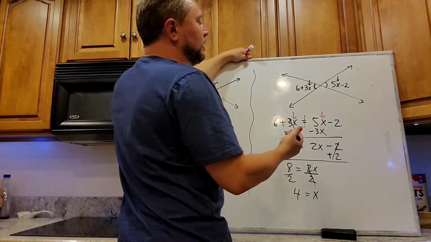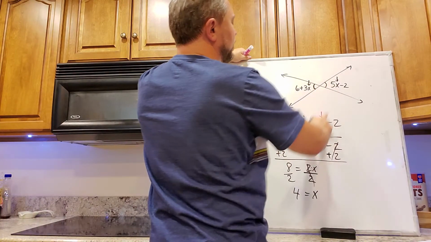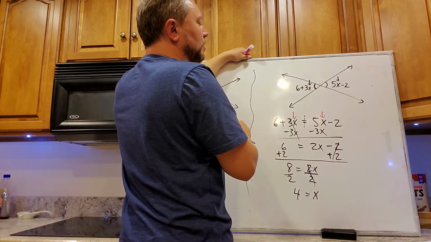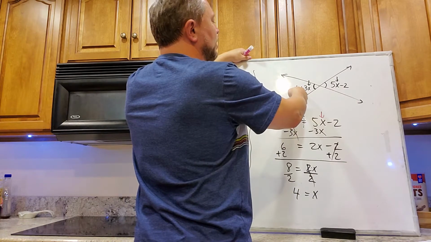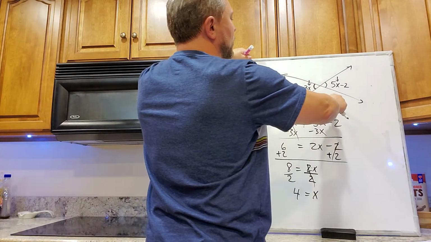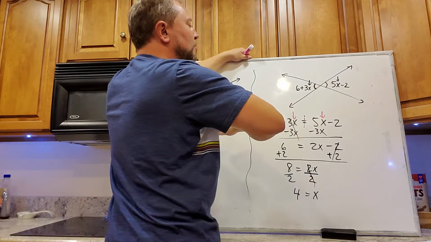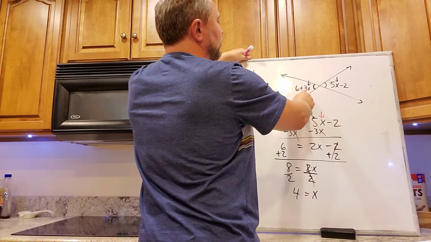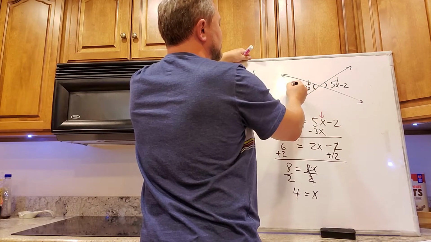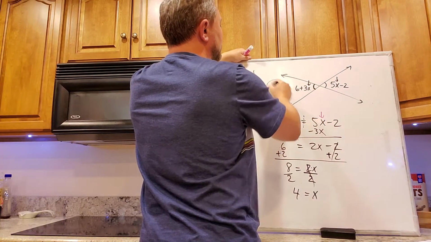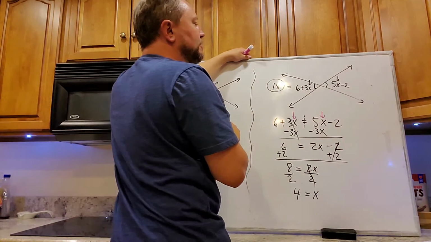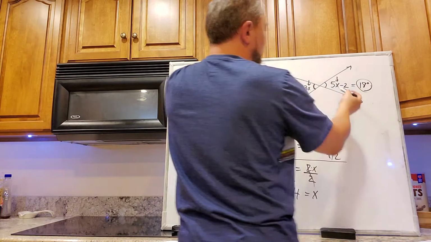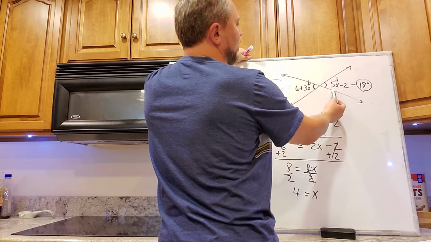You could always plug that 4 back in to get the measure of these. And technically it doesn't matter which one we plug into because they should be equal, right? Those are vertical angles. So if you like to add, you might want to put into this one. Or if you don't mind subtracting, you can put it in that one. But anyways, 4 times 3 would be 12. And then 12 plus 6 is 18. So this angle is 18 degrees. And I guarantee this one will be 18 as well.